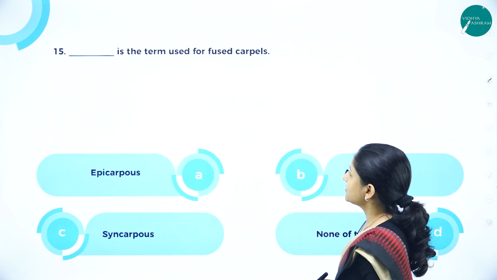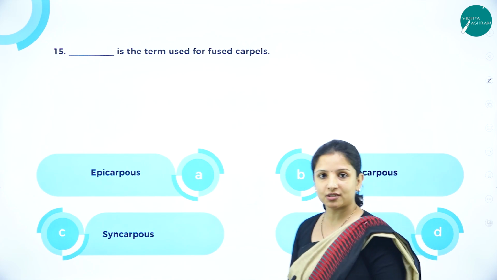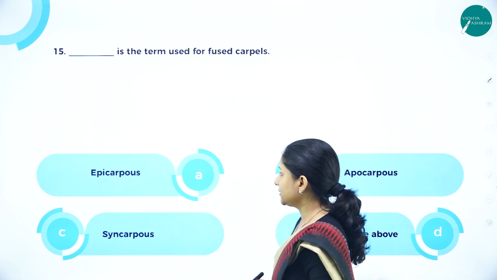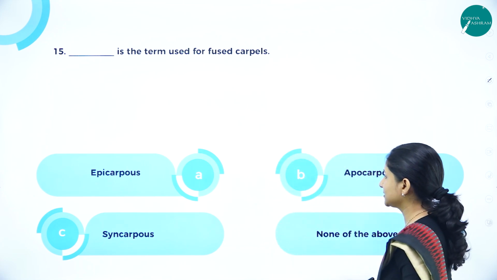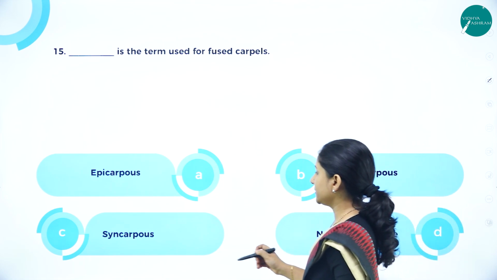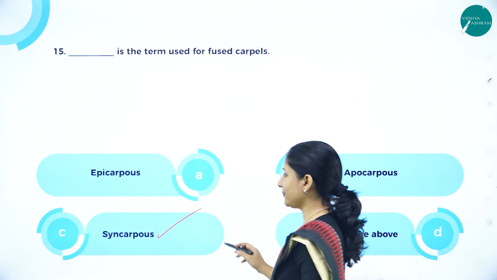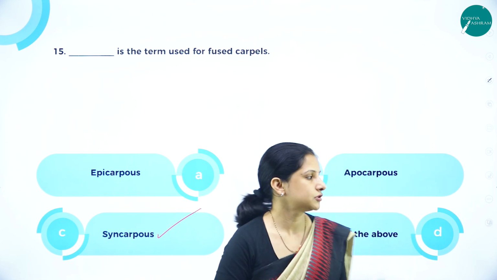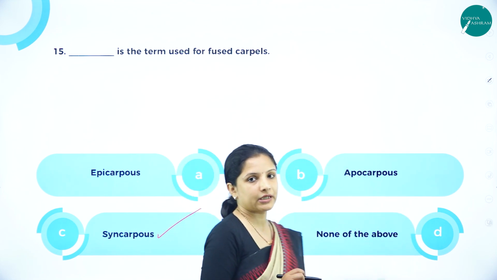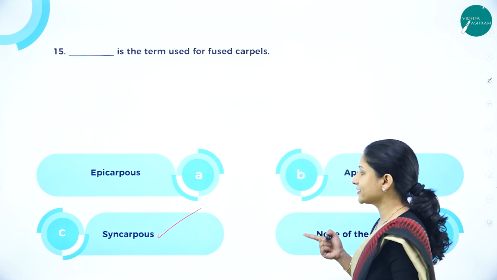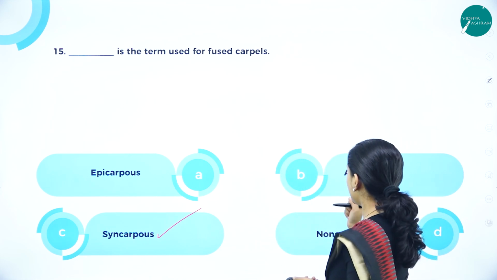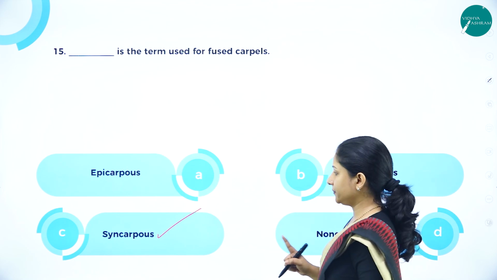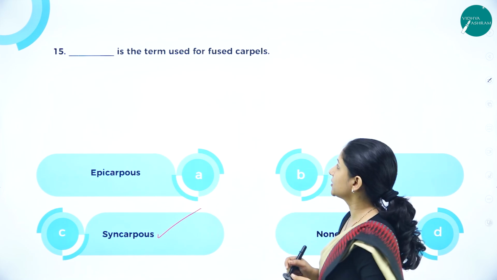Next question. Dash is the term used for fused carpels. Epicarpus, apocarpus, syncarpus. Syncarpus means fused carpels. Apocarpus means free carpels. Epicarpus is not there. So, none of the above is also not the right answer. The answer here is option C, syncarpus. Apocarpus means free carpels. Syncarpus is fused carpels.